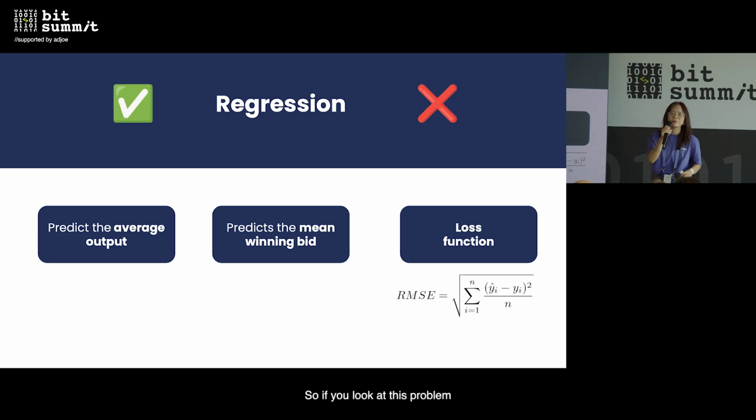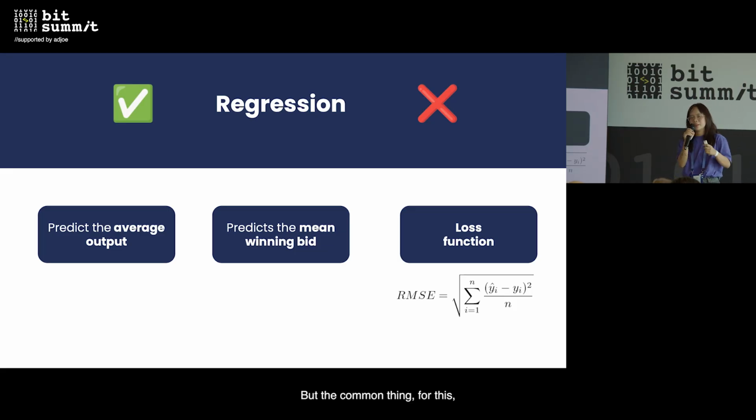If you look at this problem from the machine learning perspective, we have some input data, and what we want is to try to predict the second highest bid for the auctions. So this is a regression problem. What a regression problem does is try to find the line of best fit through all of our data points, and in our case it predicts the mean winning bid for that auction. And how does it do that? It's through some loss optimization. So here is one example of the loss that we could use for a regression problem. It's called root mean square error, or in some cases there are mean square error or mean absolute error.